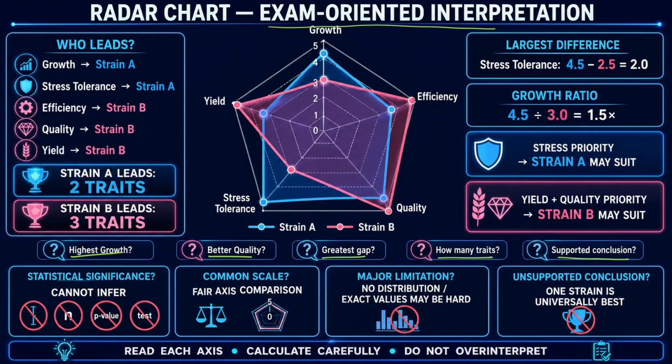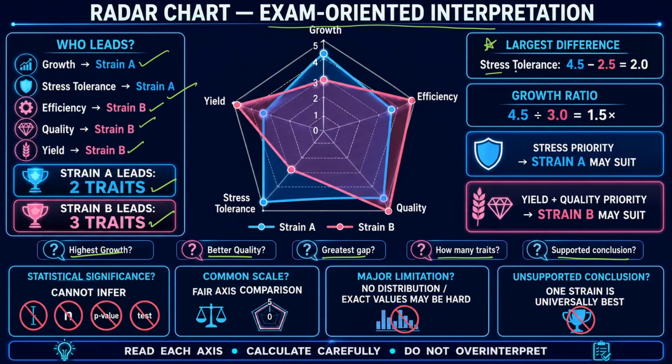If you get this type of questions, then in an exam, read one axis at a time. Strain A leads in growth and stress tolerance. That means strain A leads 2 traits. Strain B leads in efficiency, quality, and yield. That means strain B leads 3 traits. The largest difference is in stress tolerance.